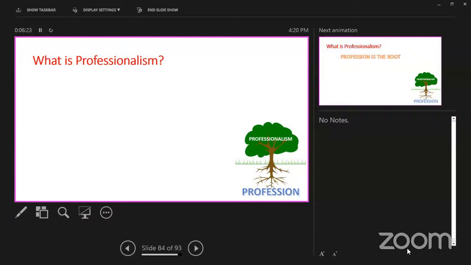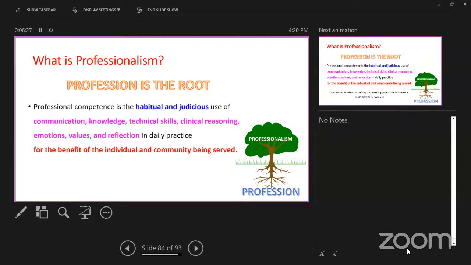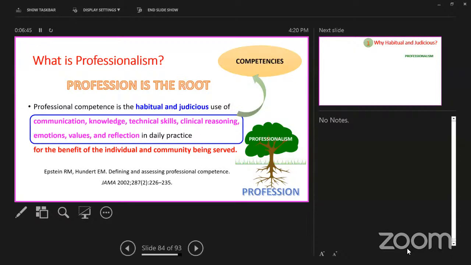What are those characteristics? This is the definition. Professional competence is the habitual and judicious use of communication, knowledge, and technical skills, clinical reasoning, emotions, and values, reflected in daily practice for the benefit of the individual and community being served. So basically, these I can put together as competencies. So professional competence is the habitual and judicious use of competencies for the benefit of the individual and community being served.